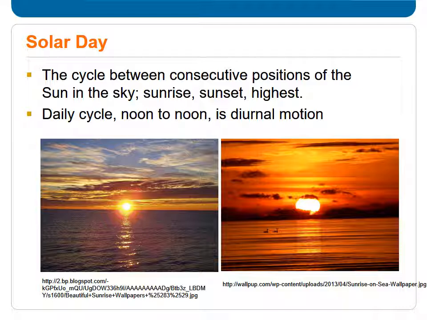Consecutive sunrises mark a day. Originally, it was thought that this motion was the result of the Sun moving around the Earth. Now we know that it's due to the motion of the Earth about its axis. Daily motion is called diurnal motion. A solar day is 24 hours.